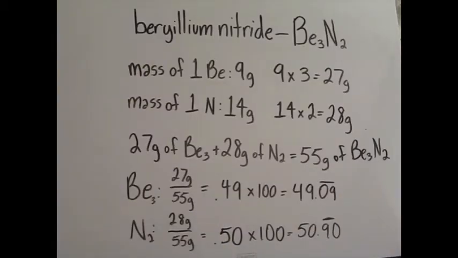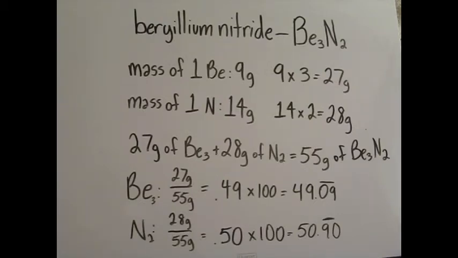So let's try an example. Beryllium nitride, Be3N2. First, find the mass of beryllium by looking on the periodic table. Beryllium is 9 grams, and the 3 next to the Be means that there are 3. So 9 times 3 equals 27 grams. Nitrogen is 14 grams, and since there are 2, then 14 times 2 is 28 grams. 27 grams of Be3 plus 28 grams of N2 equals 55 grams of Be3N2 total.